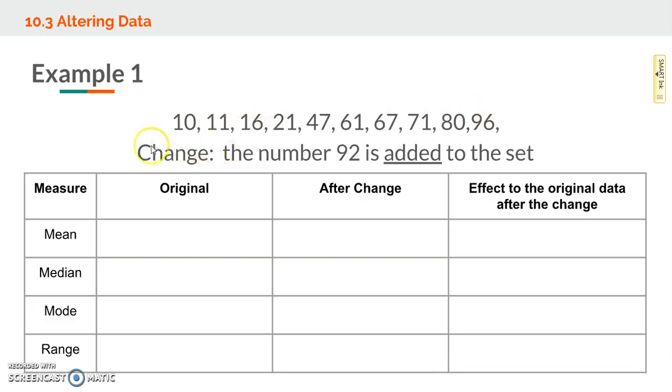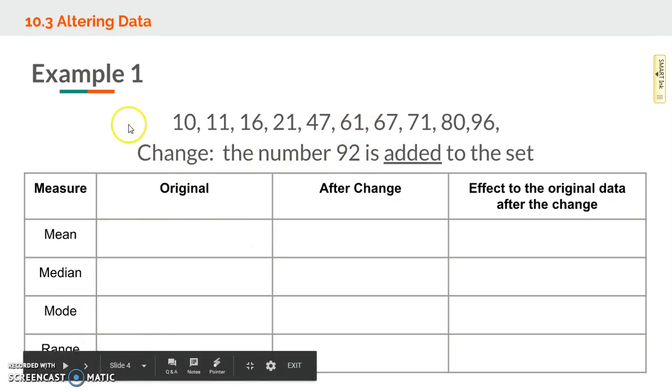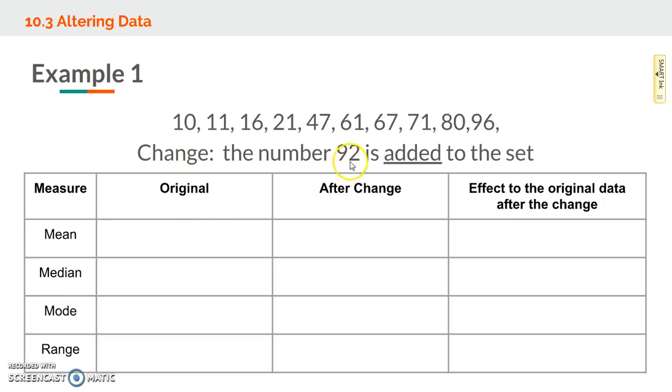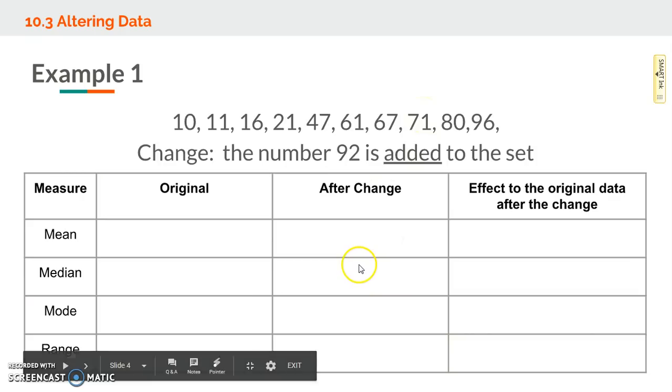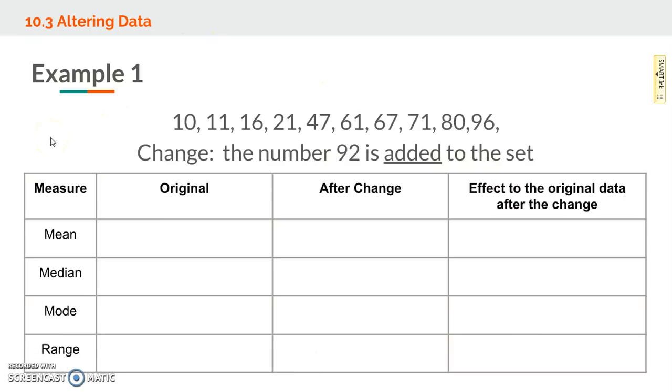All right, so here's our change, which is going to happen. We are going to add the number 92 to the set. So we're going to find our central tendencies, mean, median, mode, range, first. Then we're going to insert 92 into our data set, and then find all those after it's been added, and then tell what effect it had on the original data compared to after the change. All right, so here we go. Let's go ahead and find the mean, median, mode, and range without the number 92.